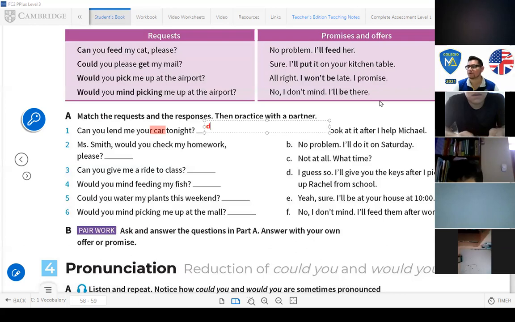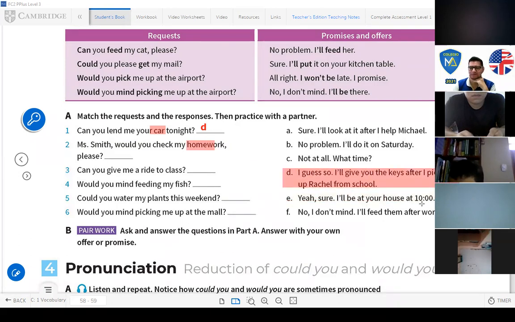Okay, so I'm gonna change the size for this. And that's it. Then number 2, Mrs. Smith, would you check my homework, please? No, we're asking Mrs. Smith to check the homework. Okay, what do you think should be the answer?